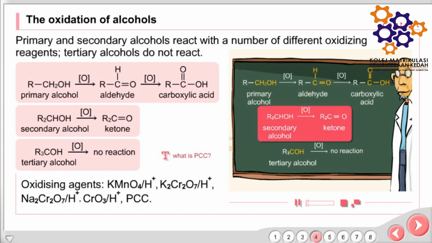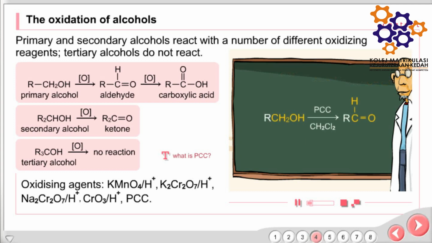Primary and secondary alcohols react with many different oxidizing reagents, whereas tertiary alcohols do not react. Each step in the oxidation reaction involves either an addition of oxygen or a loss of hydrogen. Any oxidizing agent is represented by the symbol O in square brackets. The oxidation of a primary alcohol can be stopped at the aldehyde stage using certain specialized oxidizing agents. For example, pyridinium chlorochromate, PCC.